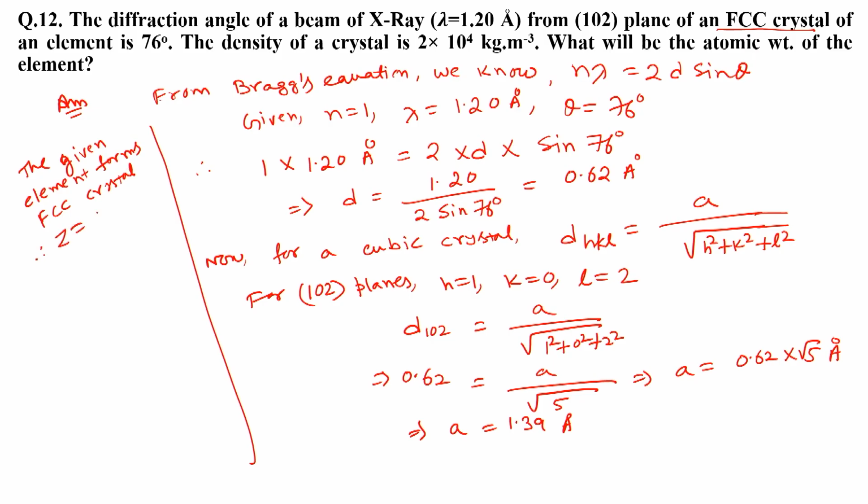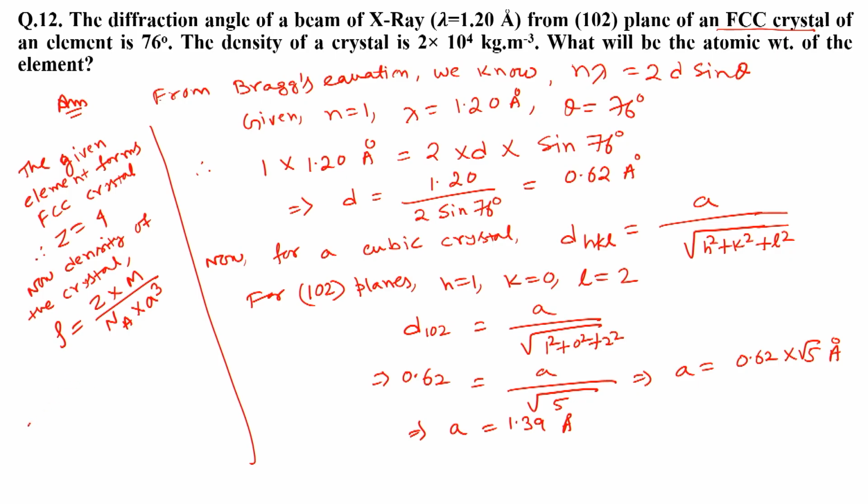Therefore, Z is 4 here for FCC crystal. Now, the density of the crystal, if we say D or rho, is Z times m by Na times a raised to the 3, where Na is Avogadro's number.